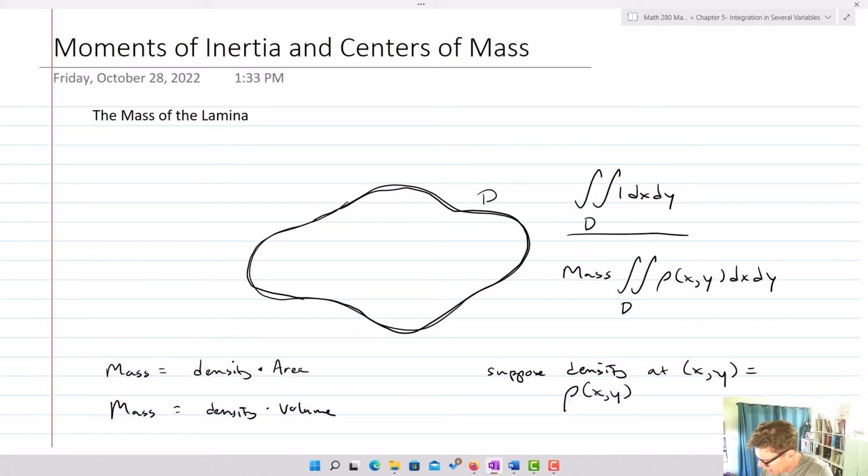Now, I know we're like, okay, well, why isn't it just rho of x, y on the outside of the double integral? Well, what we want to imagine is that essentially this rho of x, y is like a function that gets evaluated on the entire area.